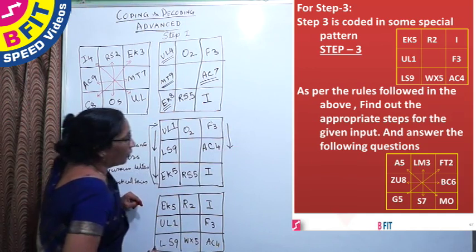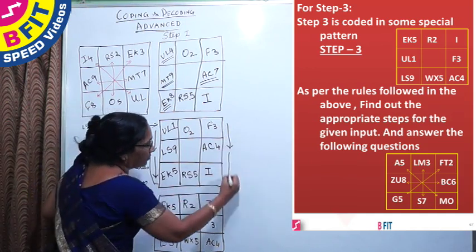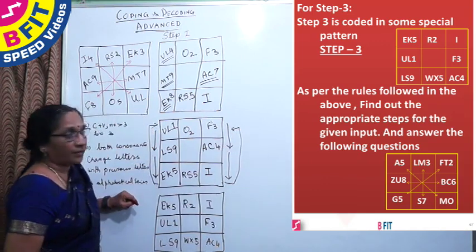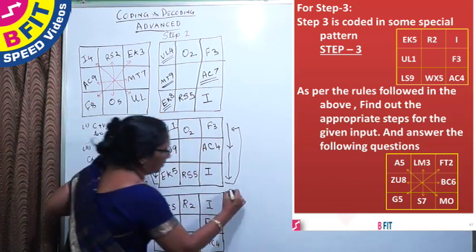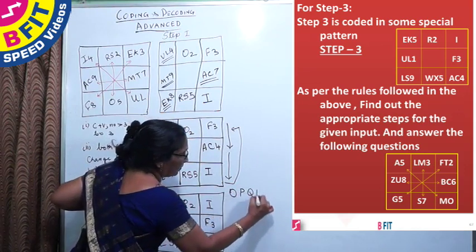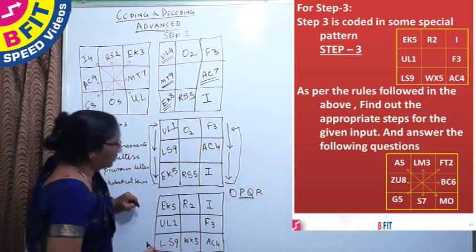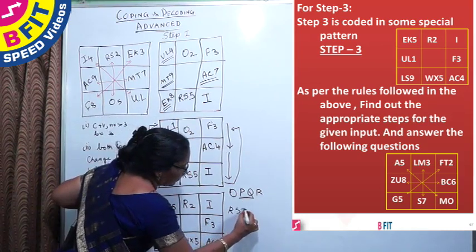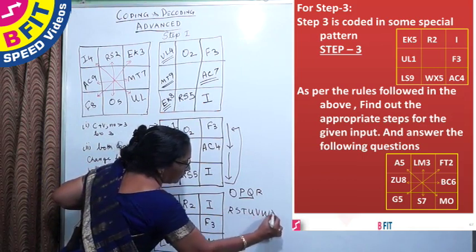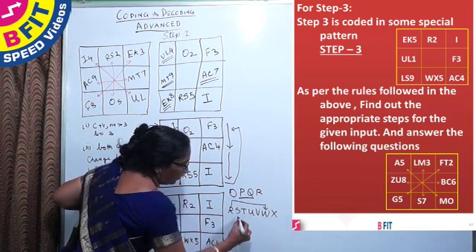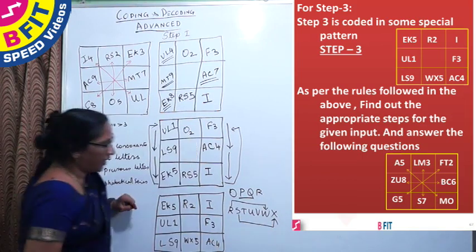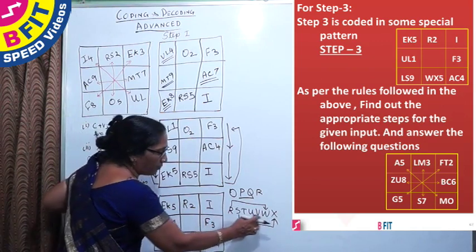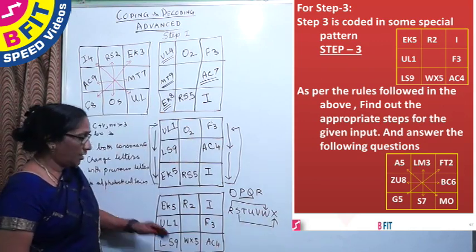F3 comes one row down, AC4 comes one row down, and I goes 2 rows up. And O becomes R. It jumps 2 letters. RS becomes WX. R becomes W, S becomes X. They jump 4 letters. R jumps 4 letters to become W, S jumps 4 letters to become X. This is the third and the final step.